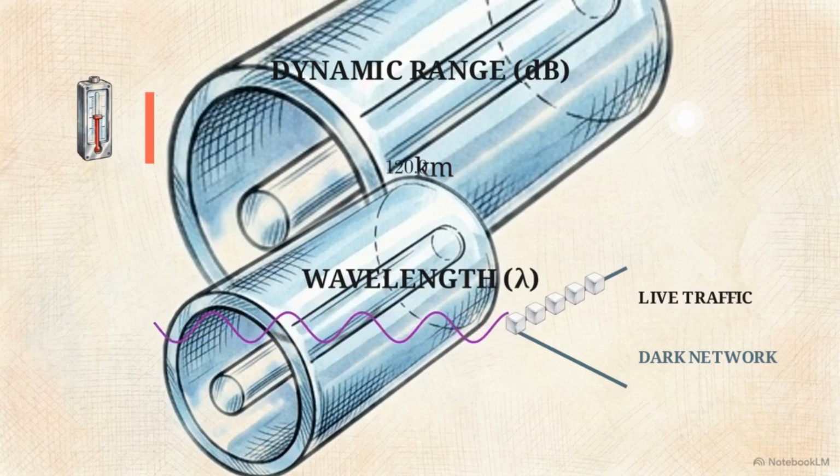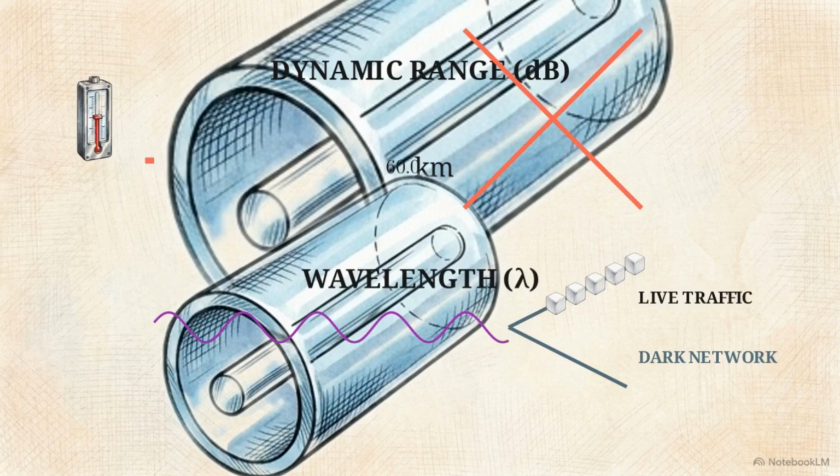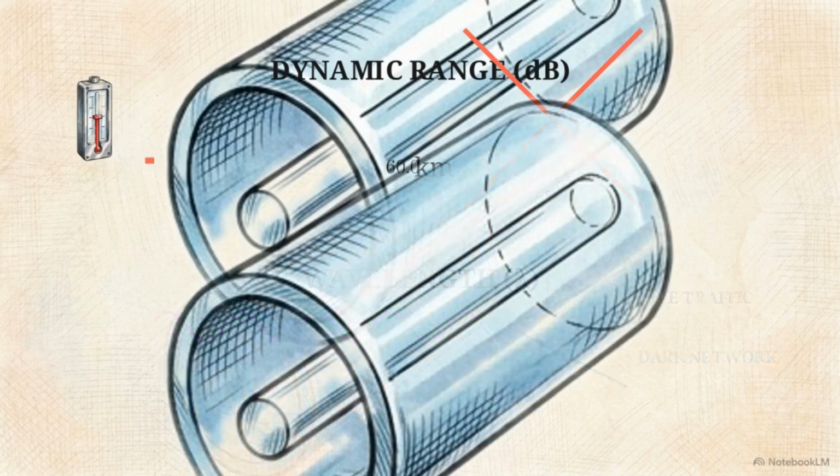The bottom fiber illustrates wavelength, or lambda. The frequency of the light you use determines whether you can safely test a line carrying live active traffic, or if you are restricted to entirely dark, unactivated networks. Bring a unit with insufficient dynamic range to a job site, and your signal simply fades to black before it reaches the end of the cable. You physically cannot certify the link.